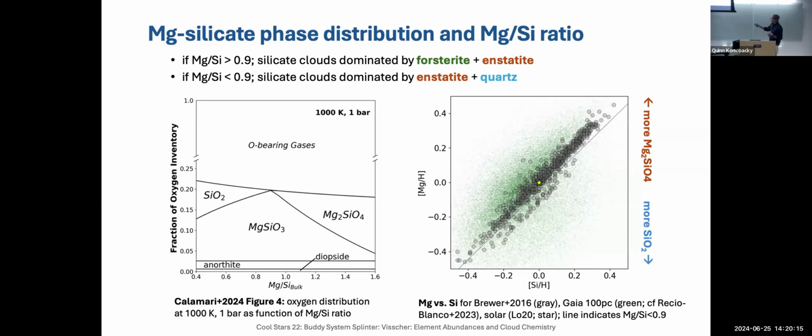So if we are inheriting the chemistry in these companions, if the chemistry is the same as the host stars, that suggests a very, very wide, very diverse range of silicate phases or phase distributions in these clouds. Okay, so that's part one.